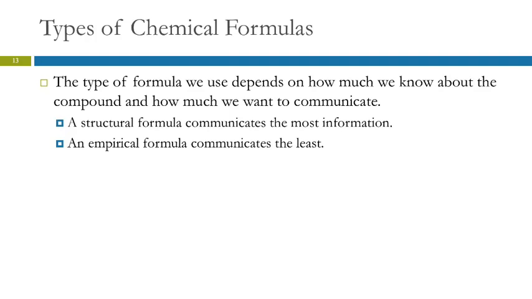Structural formulas give the most information, but they can be rather tedious to type out into a computer, and they can take up a fair amount of space when you're writing them out by hand. And so we don't always need to convey that much information, so we might use a molecular formula instead. The empirical formula gives us the least amount of information.